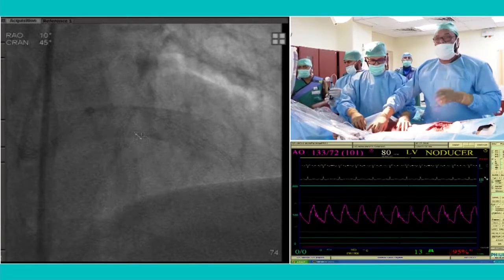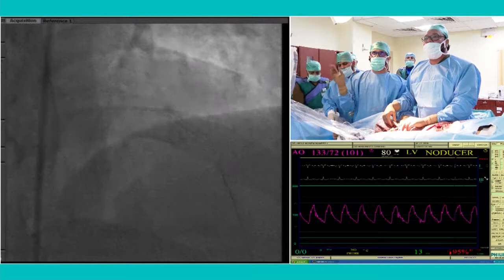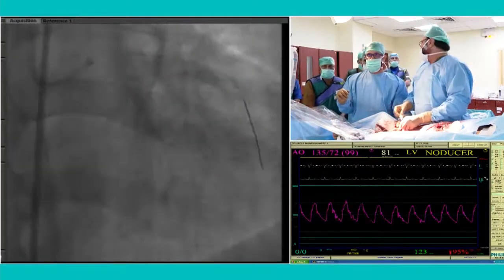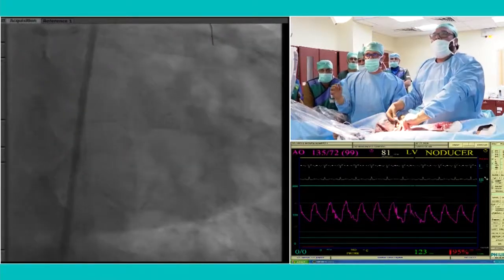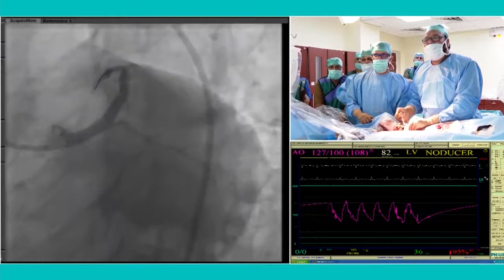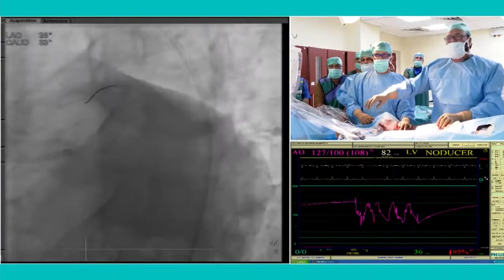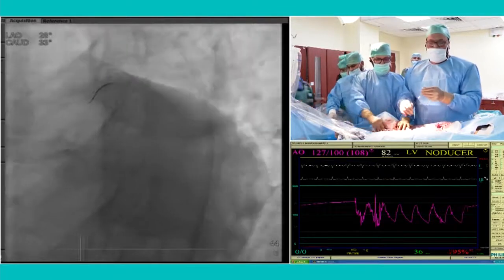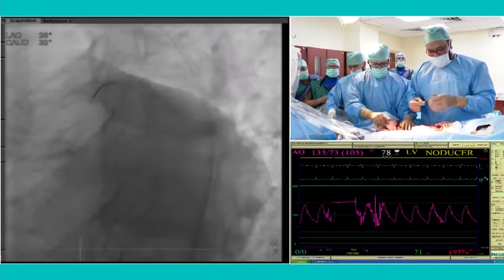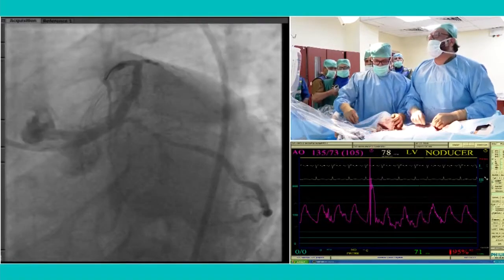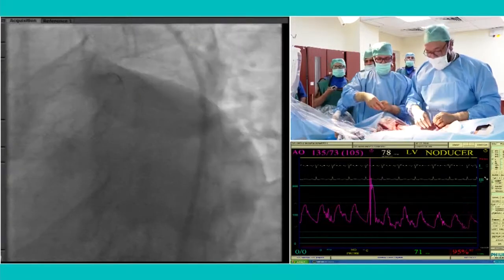Give me the caudal projection, please. Caudal, please. Okay. Give me the second wire, please. Okay, so as we see, the circumflex is flowing perfectly fine, and we can just wire it. And then, can you show the circumflex IVUS measurements in the meantime while I'm wiring?